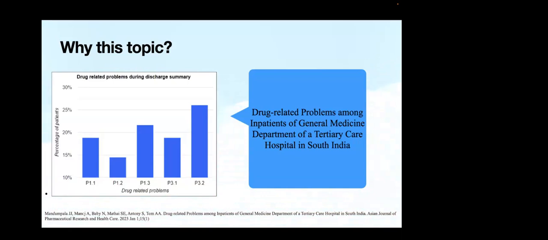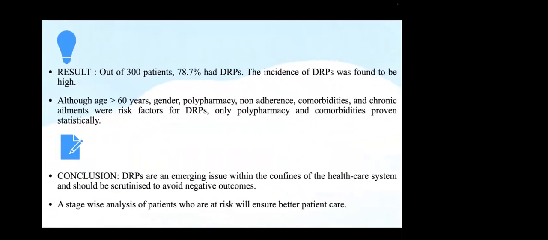So this is the reason why we are discussing this topic today. As a result and the conclusion, you can see out of 300 patients, 78.7% had drug related problems, and the incidence of DRP was found to be very, very high. Obviously, that is normal that age plays an important role, as greater than 60 years of age, gender again is important, and polypharmacy and non-adherence occur.